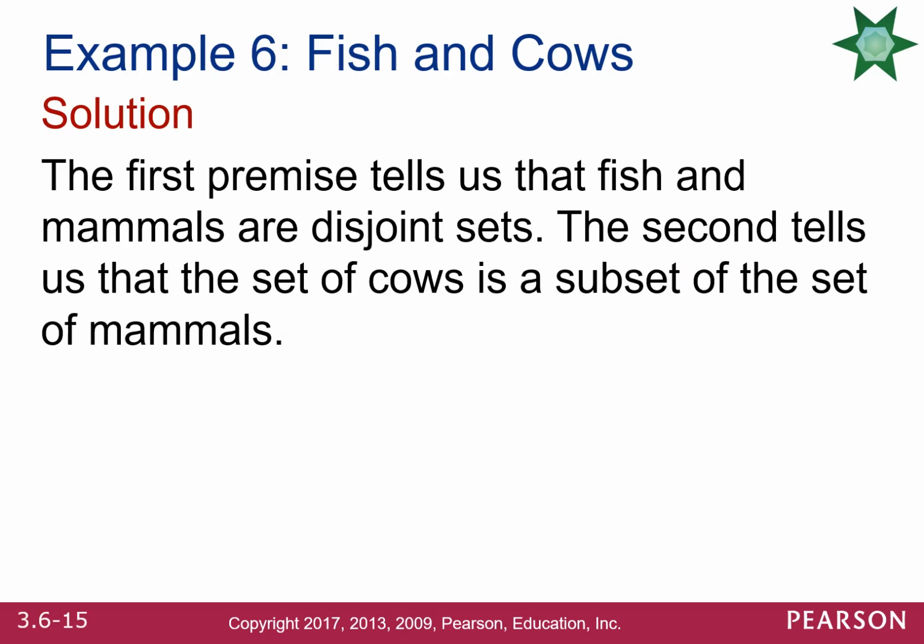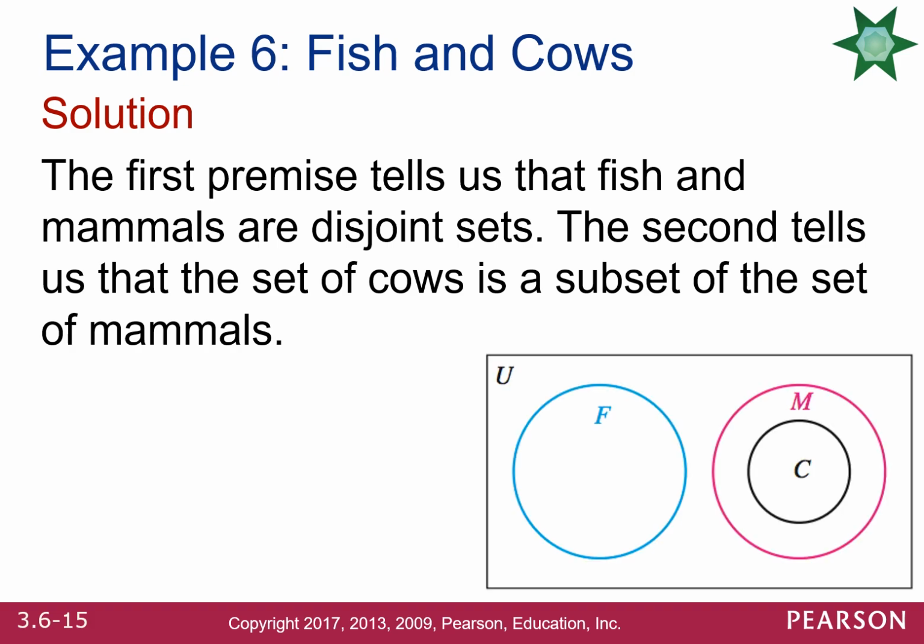So let's look at the solution here. It says the first premise tells us that fish and mammals are disjoint sets. There's no intersection, there's no commonality between the two sets, so they were separate circles. The second tells us that the set of cows is a subset of the set of mammals.